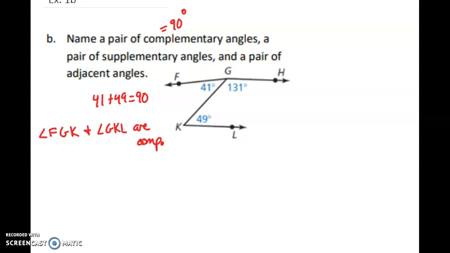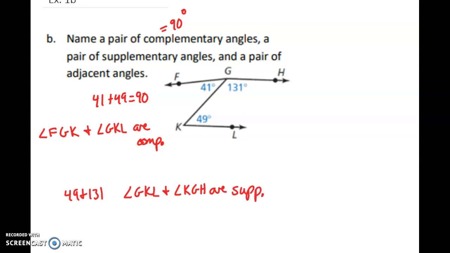Now I'm going to have you name a pair of supplementary angles. Okay, so 49 and 131 are definitely supplementary. So remember, the one that was 49 is GKL. And the one that's 131, I'm going to call KGH. And they are supplementary because supplementary means equals 180.